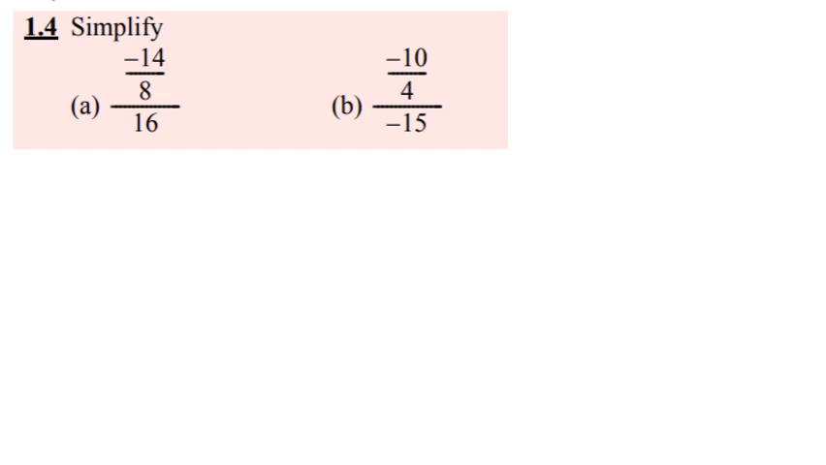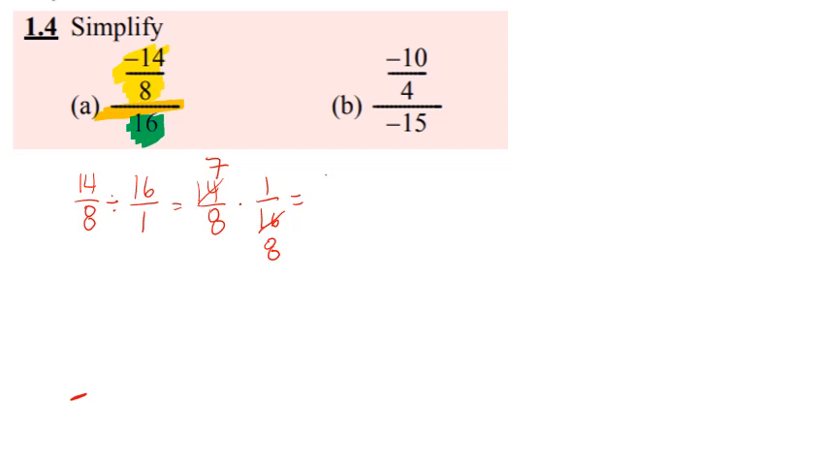All right, so for this, I have a negative fraction being divided by a positive number. So negative divided by positive is negative. So I'm going to write a negative symbol down here so I know that it's negative. And then I'm going to write 14 over 8 divided by 16 over 1. And that will be 14 over 8 times 1 over 16. 14 and 16 reduced by 2 to get 7 and 8. And then this is 7 over 64. Don't forget the negative sign.